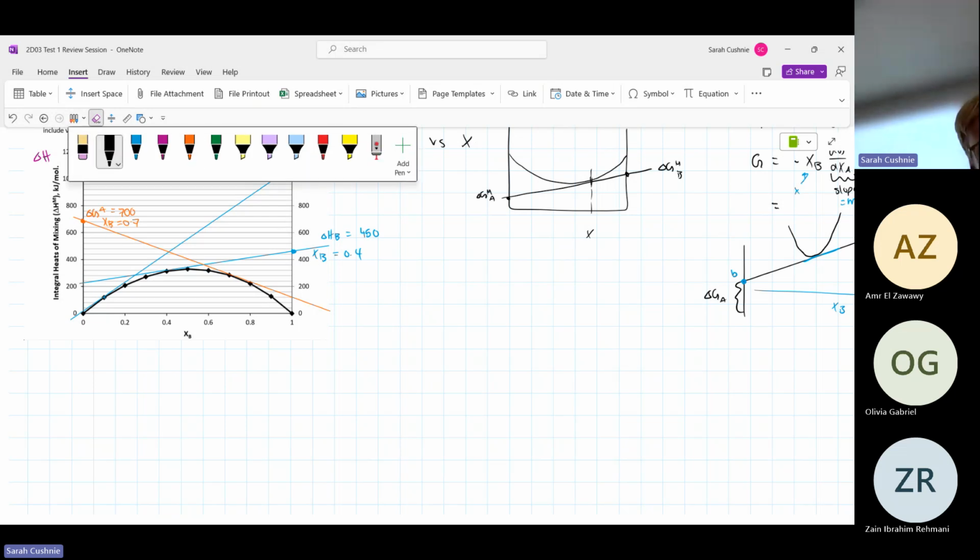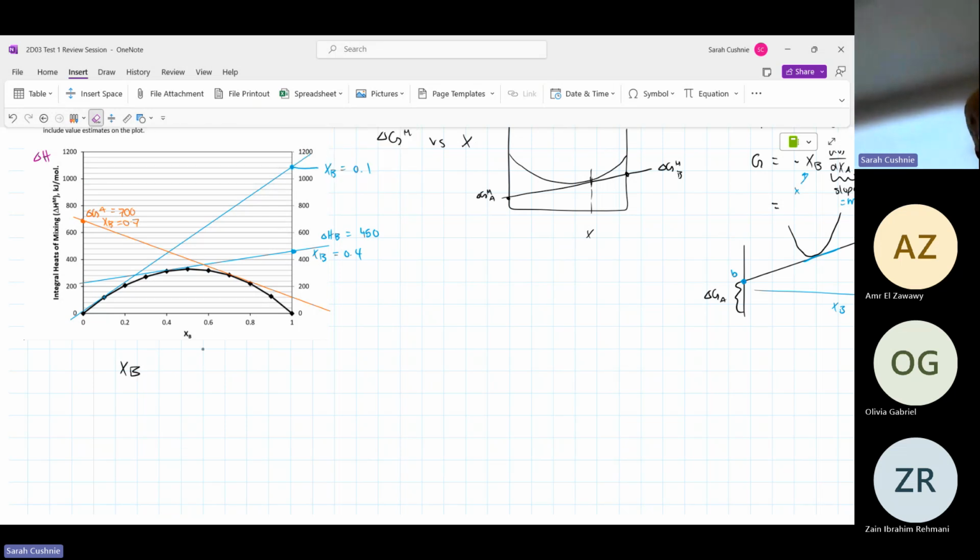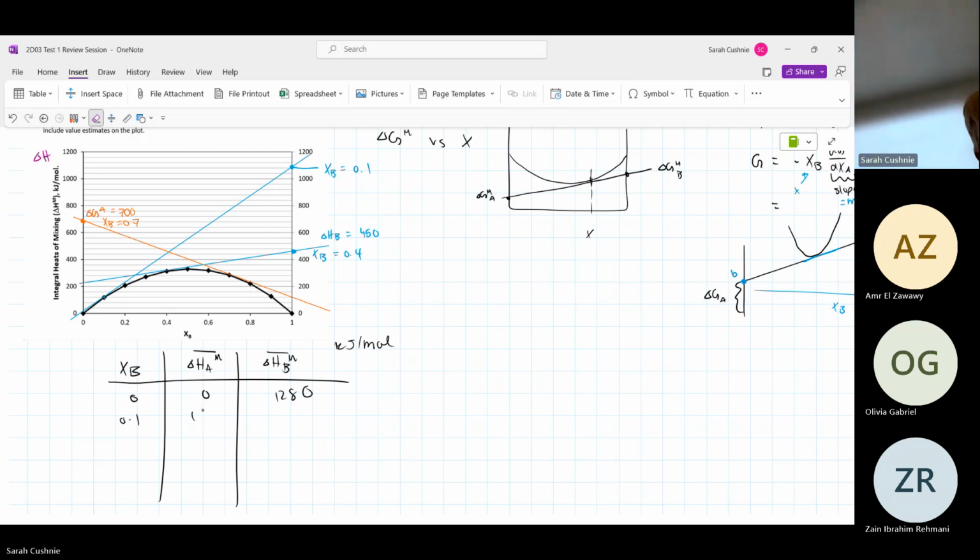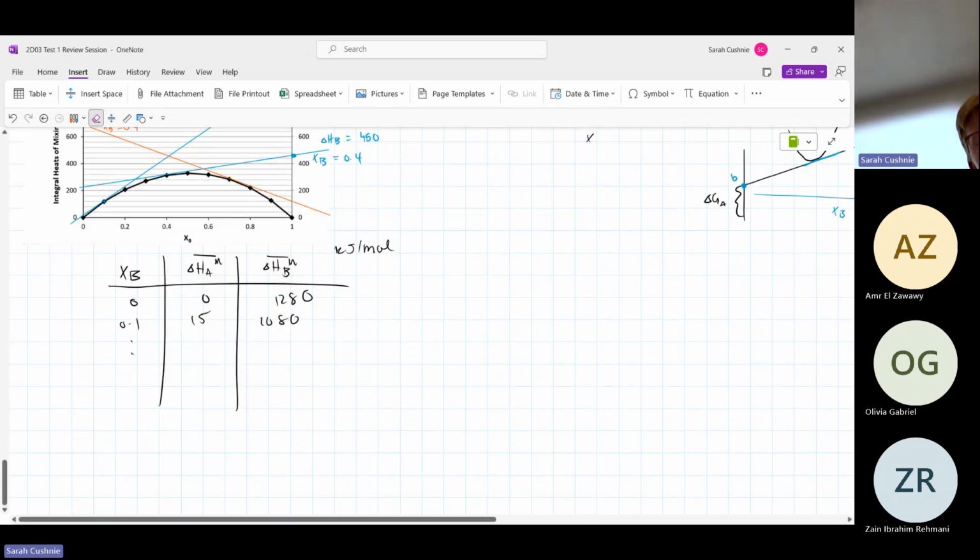It's so fun. And then what I did is I made a little table of xB versus delta H_A of mixing and delta H_B of mixing, and this is all in values of kilojoules per mole. I just tabulated this all. So I said 0, 0, 1280, then 0.1, 15, 180, and then you're going to keep going. These are just all the y-intercepts that I got. And then eventually I had 1.0, 1320, 0. I'm not going to go through all that because it's really tedious.